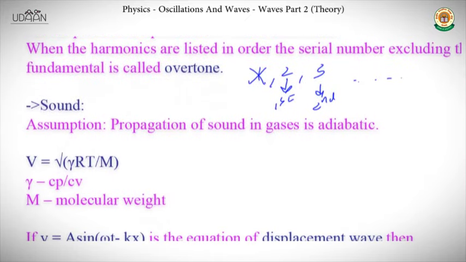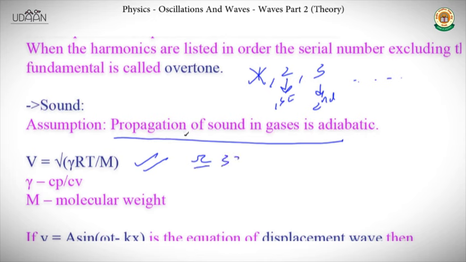And then coming to sound. The assumption we take is that propagation of sound in gas is adiabatic. So basically at this stage of physics, when we model sound, we assume that the process is adiabatic. What does an adiabatic process mean? There is no heat transfer. Applying that, we get the velocity as under root gamma RT by m. From this we get an approximate value of around 330 meters per second, and that is what we use in most of the calculations.